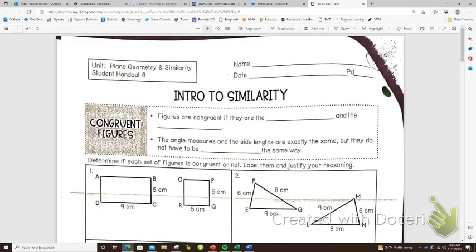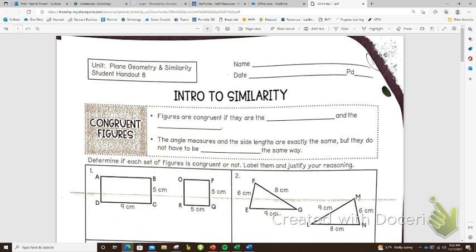Today we're going to be introducing Unit 4, which is about similar shapes. And so first we need to talk about what similarity is, starting with congruency. So congruent figures is what we're going to look at first.